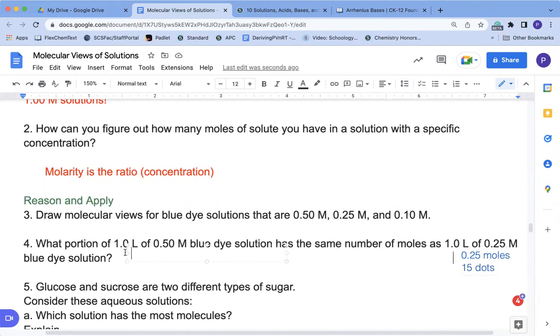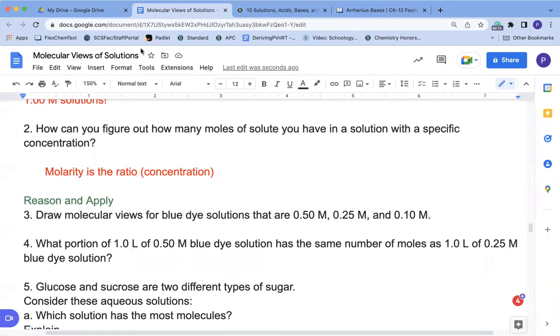But now the question is, what volume of 0.5 molar contains 0.25 moles of blue dye. So again, that 1 liter is kind of a distractor. However, we need to figure out what times 0.5, this 0.5, will equal this 0.25. What will I multiply 0.5 by to get 0.25? That corresponds to the volume. How many liters of this solution will give me that many moles? That's the question that we're trying to answer.